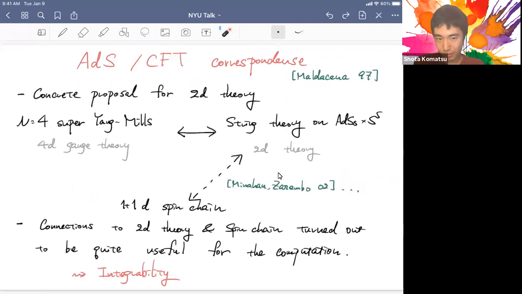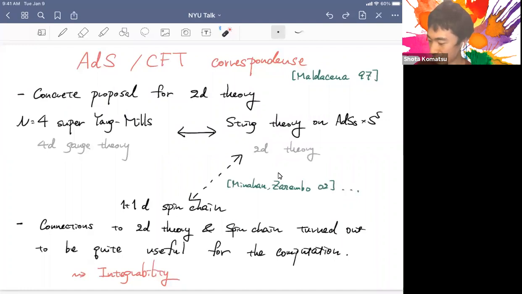But the situation changed dramatically when Maldacena proposed the AdS/CFT correspondence in 1997. Basically, the AdS/CFT correspondence gave us a concrete proposal about what the 2D theory is. In particular, one prototypical example of AdS/CFT is the duality between N=4 super Yang-Mills, which is a supersymmetric gauge theory in 4 dimensions, and string theory on a particular curved background. And as you know, string theory is a theory of strings, so it is basically described by a 1+1 dimensional theory.